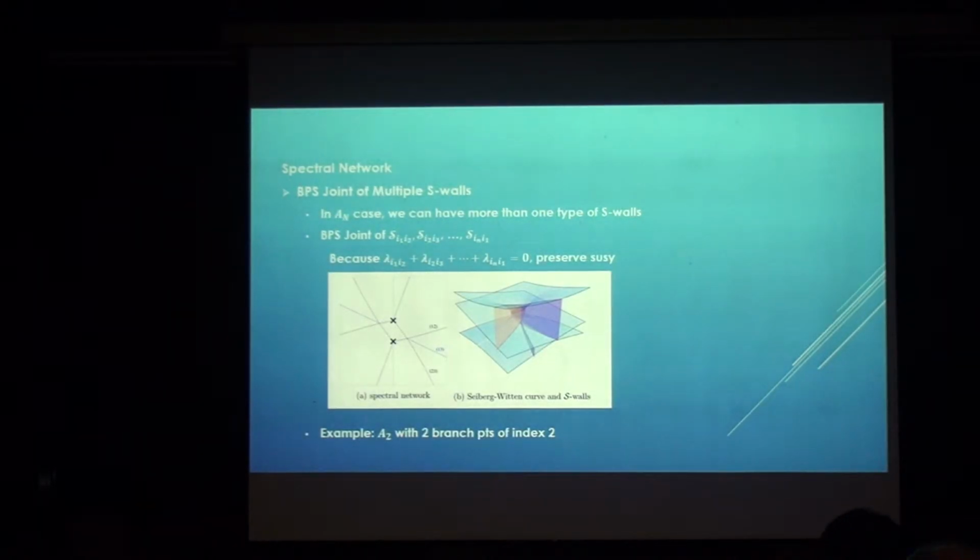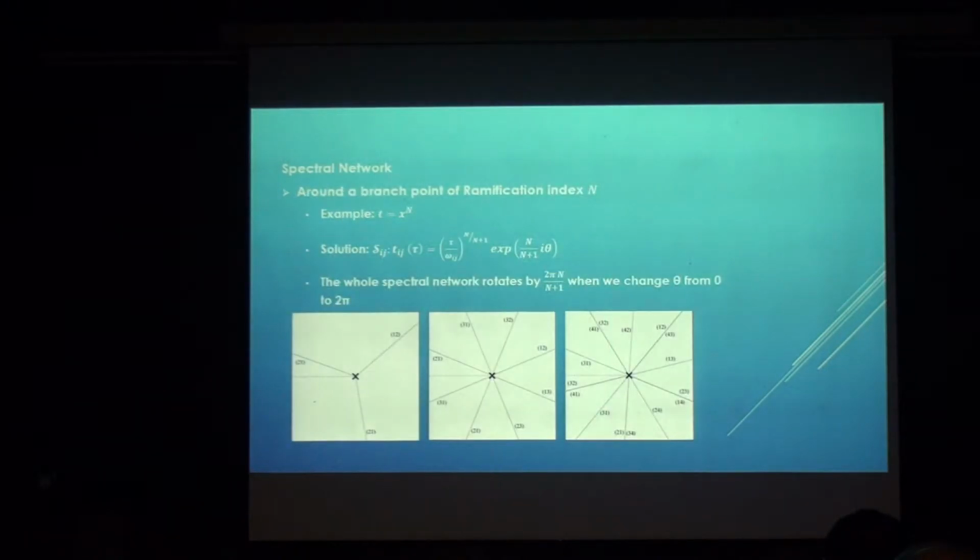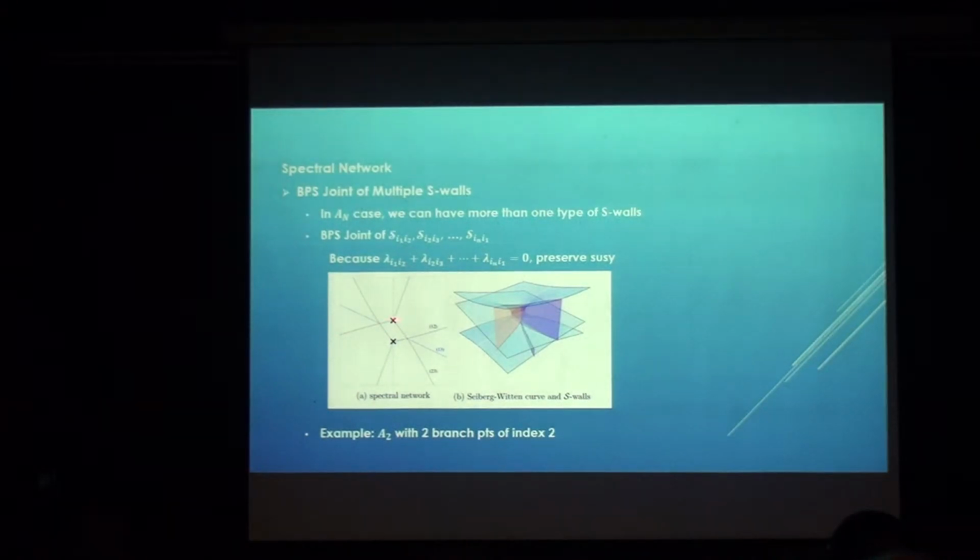Also, in more complicated cases there can be multiple branch points, and from each branch point, locally, it always looks like this, with some S-walls coming out. But globally, different S-walls can collide, and at the place where they collide they can produce extra S-walls, but these have to satisfy the BPS condition: lambda_{i1 i2} plus lambda_{i2 i3} plus ... plus lambda_{in i1} has to be 0 to preserve supersymmetry.